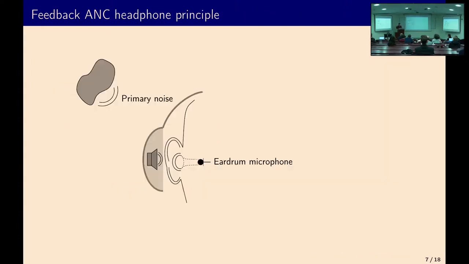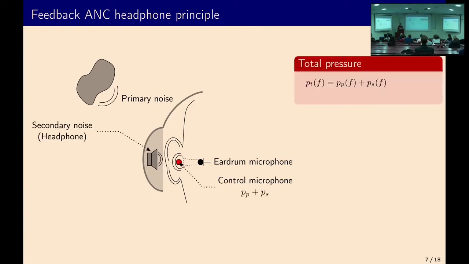So taking this setup into account, we can imagine this scheme with the idea of reducing the pressure from a primary source at the eardrum microphone. To do so, we need to introduce a secondary source, which in this case is the loudspeaker from the headphone, and the control microphone placed close enough to the eardrum microphone so that if the pressure is reduced at the control microphone, we assume it is also reduced at the eardrum microphone.